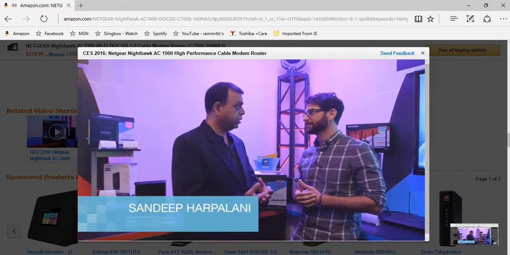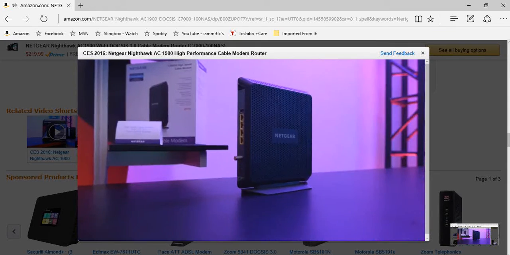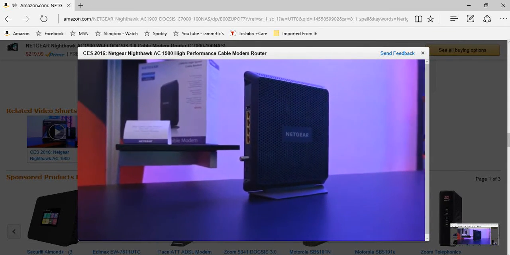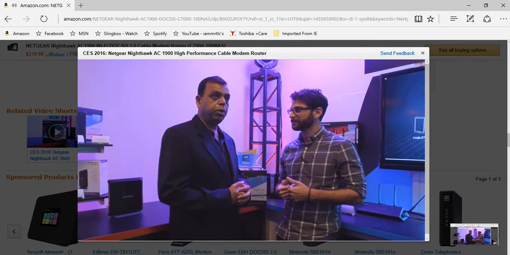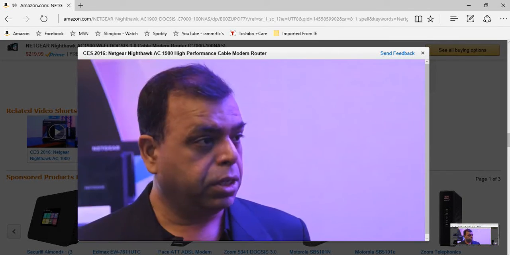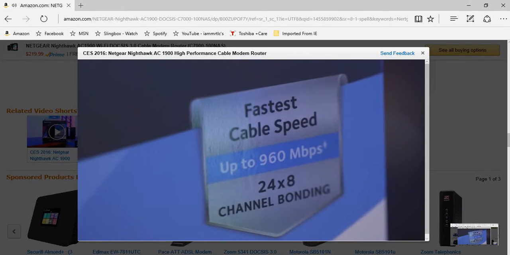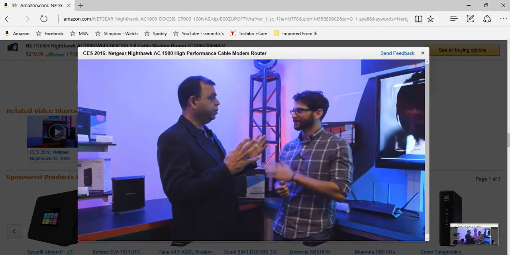Well, there are three things that are very unique about this product. It's the fastest Wi-Fi router. It's AC1900, so the latest 802.11 AC technology, which is three times faster than 11N. In terms of cable speeds, this supports 24x8 channel bonding. Now, that might be geek for most people.